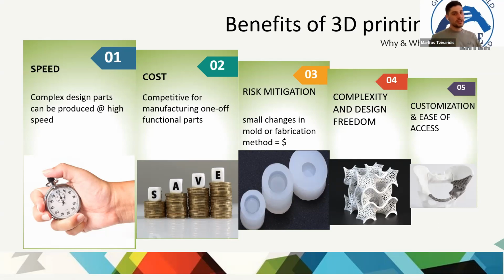The third one is risk mitigation. So as I said, the trial and error method means that small changes could be mandatory for an object to perfectly fit in a place.